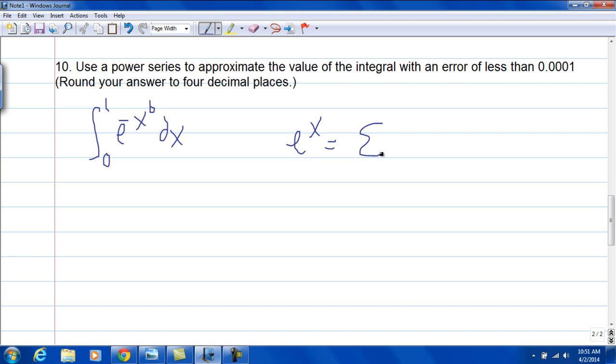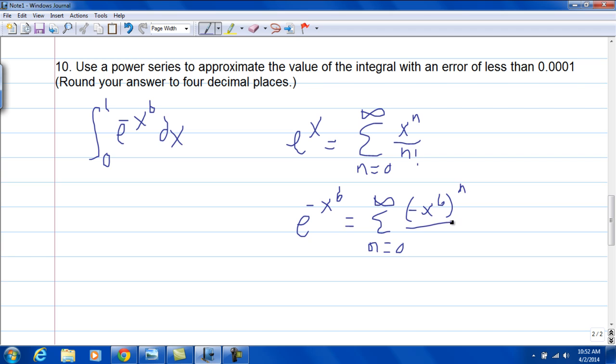series representation is going to be the sum as n goes from 0 to infinity of x to the n over n factorial. So when we have an e to the negative x to the 6th, that's going to be the sum as n goes from 0 to infinity of negative x to the 6th gets raised to the n power over n factorial.